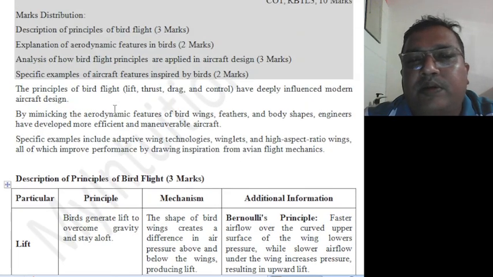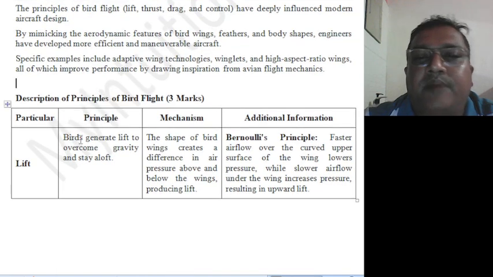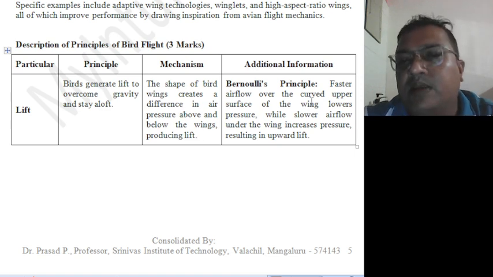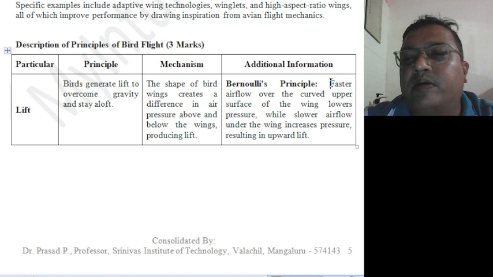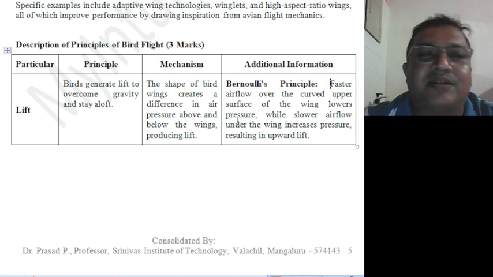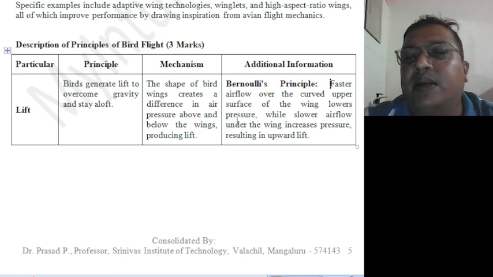Okay, coming to the first point, describing the principle of bird flight. The first word, lift: birds generate lift to overcome gravity and stay aloft, meaning to stay in the air. It is because of the shape of the bird wings, which creates a difference in air pressure above and below the wings, which produces the required lift. Additional information: Bernoulli's principle was introduced later; a bird didn't learn Bernoulli's principle. By seeing the bird's wing movement and the lift, Bernoulli understood the concept and made a principle so that everybody can understand.